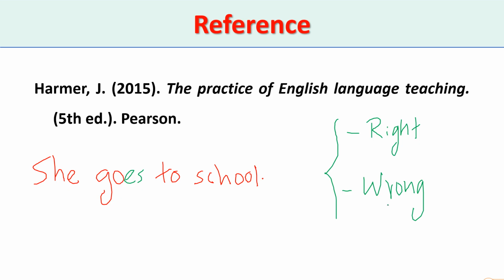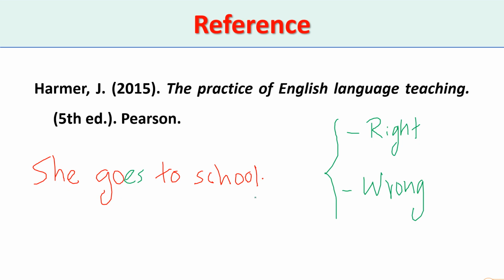For example, if you don't know grammar, you would say, she go to school. If you don't know grammar, you translate she as នាង, go as ទៅ, school as សាលារៀន, so you say she go to school. But if you know grammar, you say that this sentence is incorrect.